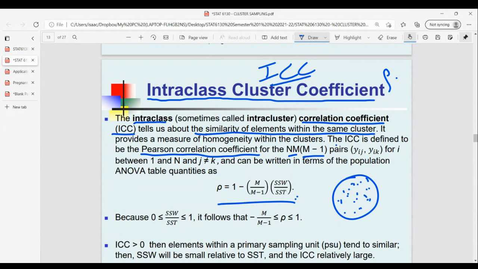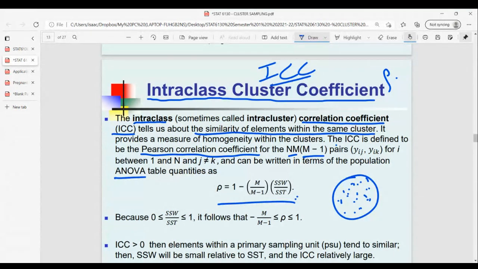All right, let's just step back a little bit and see what is taking place here. So before you do cluster sampling, sometimes if you have information on the clusters, so if you have the values that you extracted, then you could do an ANOVA table.